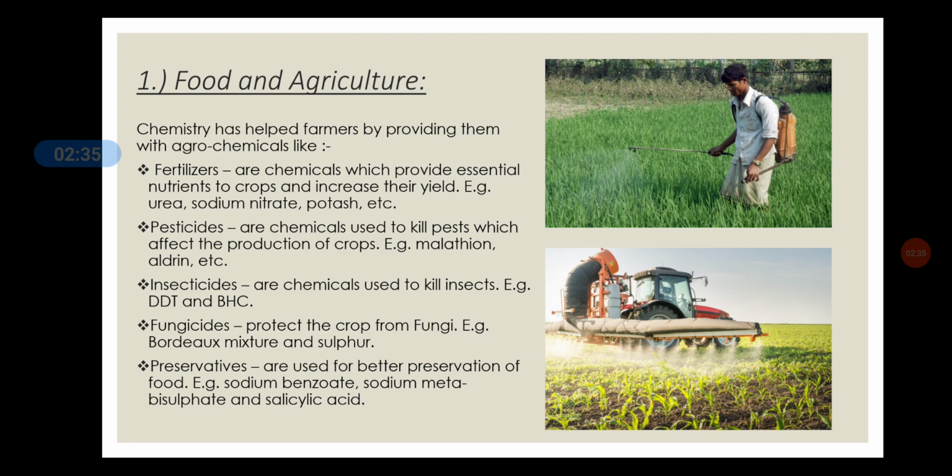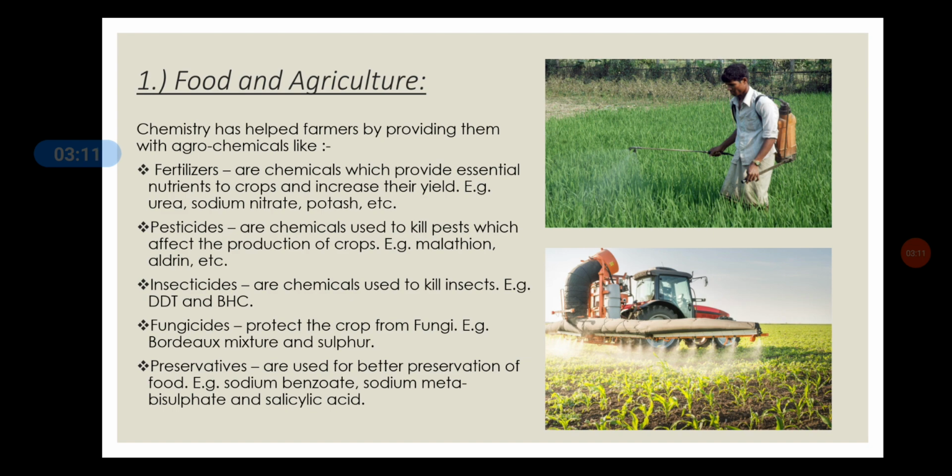Preservatives. These are used for better preservation of food. Examples, sodium benzoate, sodium metabisulfite and salicylic acid. Now, why and where are these preservatives used? The jams that you see, the ketchup that you use, these are all made from natural ingredients. Now, if you do not put preservatives into them, you cannot keep them for long. So these types of preservatives are present in the ketchup or the jam or other food items that you are using.